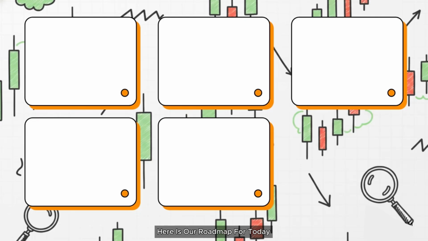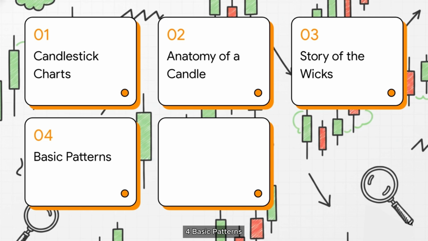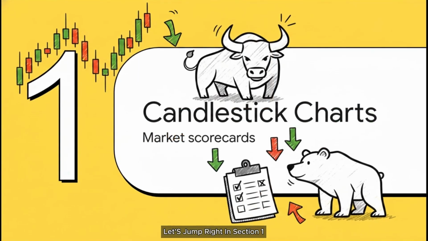Here is our roadmap for today. We'll cover 1. Candlestick charts, 2. Anatomy of a candle, 3. The story of the wicks, 4. Basic patterns, and 5. Market psychology. Let's jump right in.